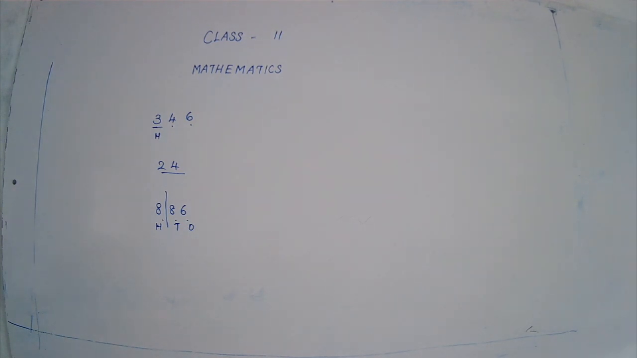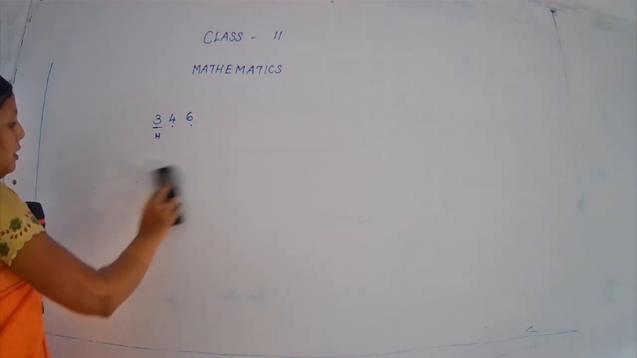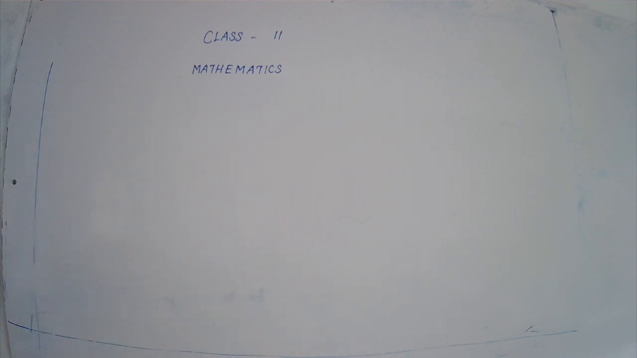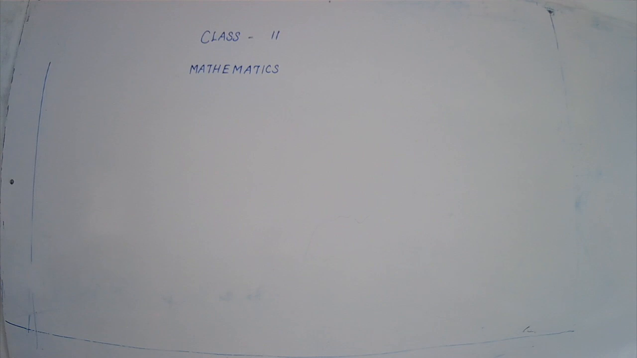The smallest 1-digit number is 0. The greatest 1-digit number is 9. The smallest 2-digit number is 10. The greatest 2-digit number is 99. The smallest 3-digit number is 100. The greatest 3-digit number is 999.